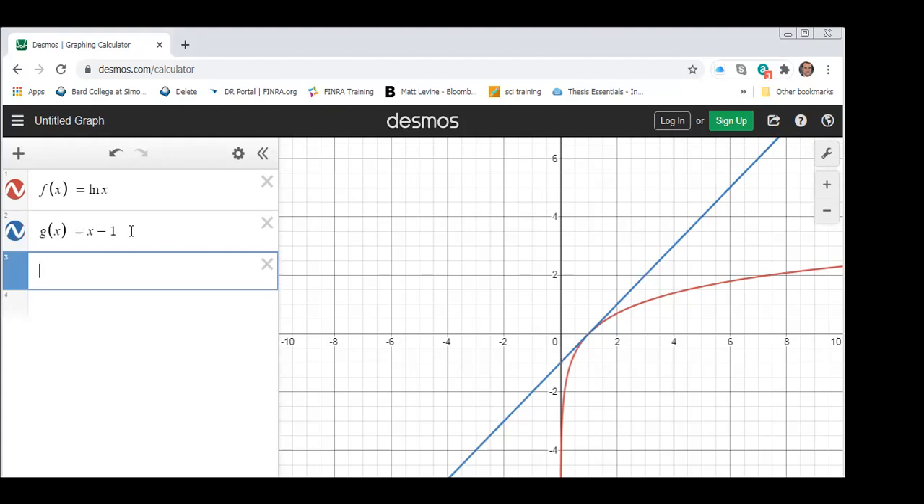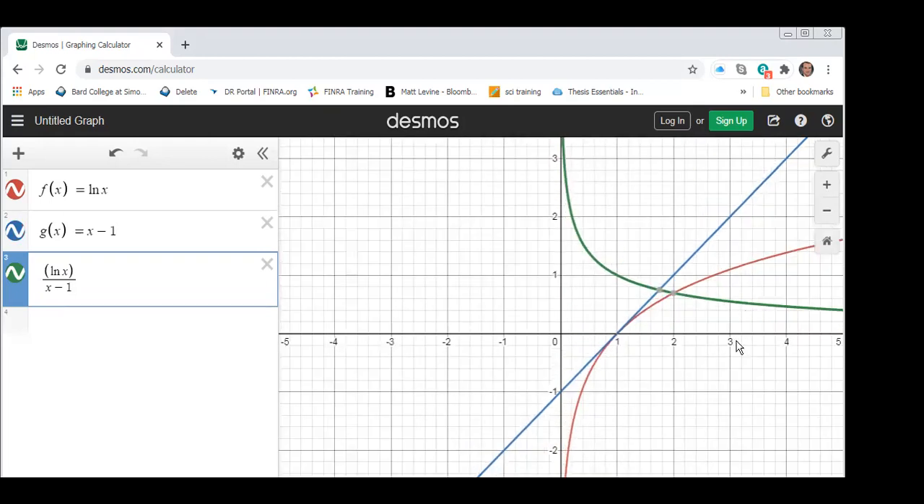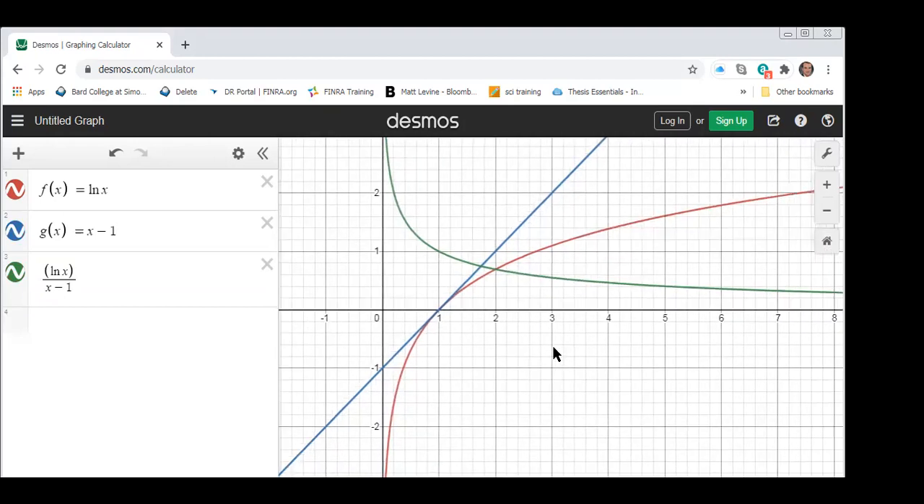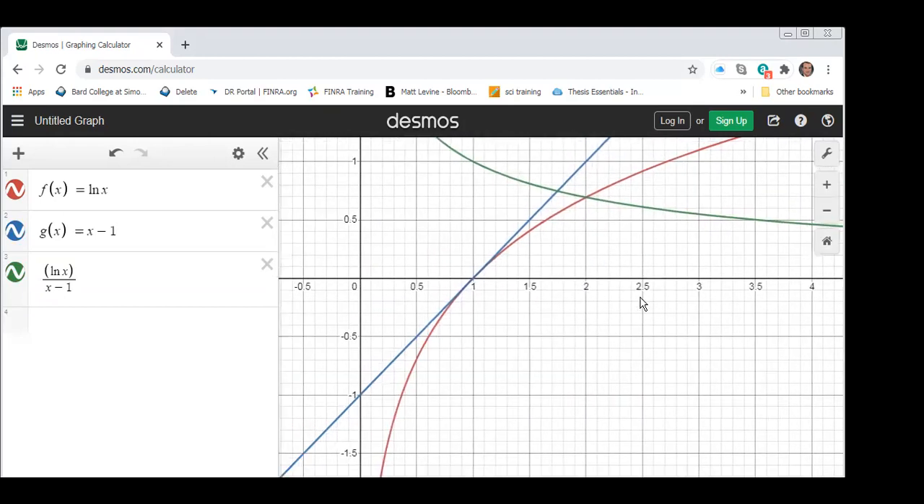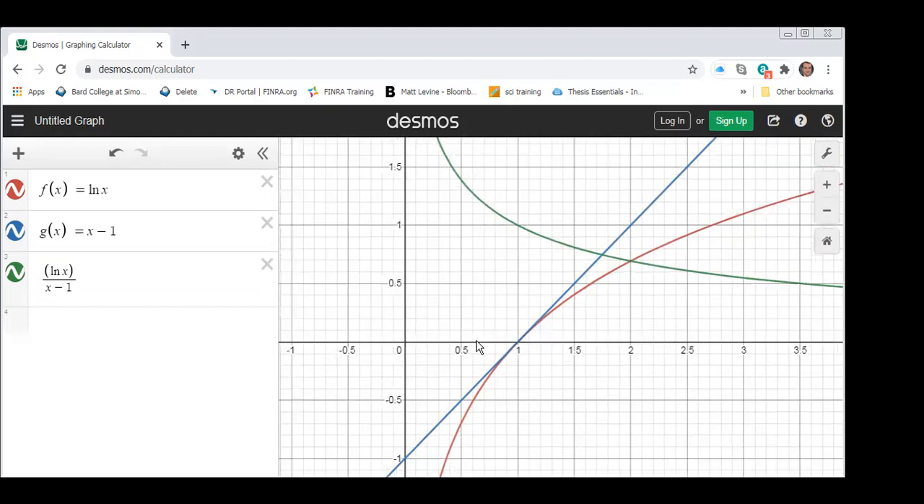But let's verify that anyway. So let's take natural log of x divided by x minus 1. That's the green function. And we're taking a limit near the point 1. And so, yeah, look at this. So red function, natural log, blue function, x minus 1. The green function is the thing we're trying to take the limit of as x goes to 1. And you're seeing right here that even though it's not defined, of course, because it's indeterminate, it's totally approaching 1, just like we thought.